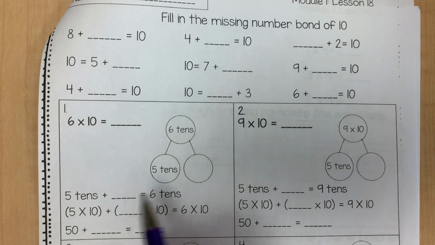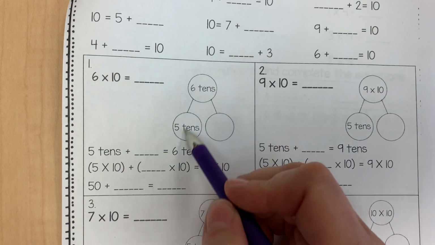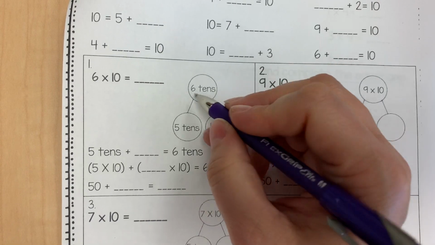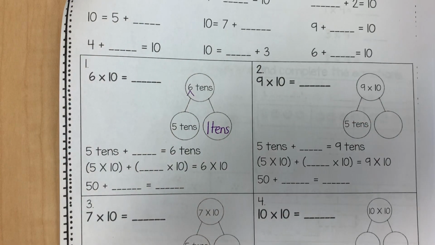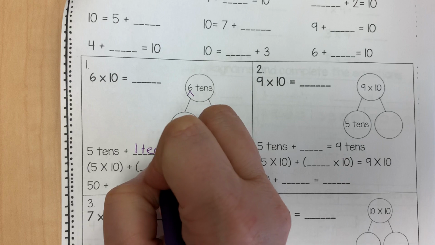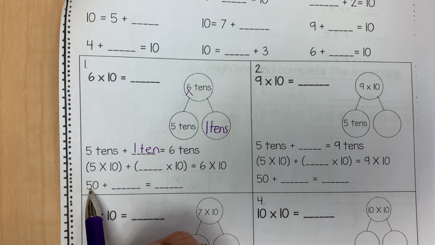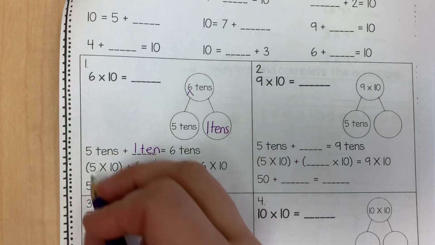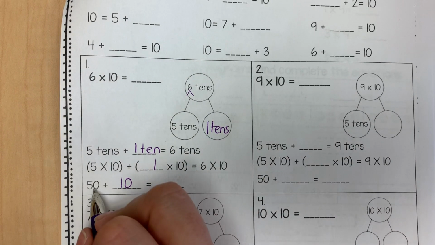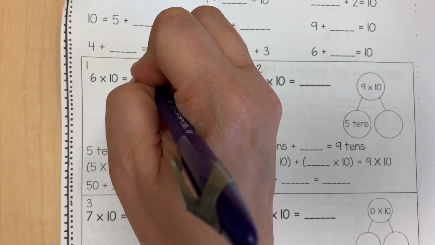All right. So for number 1, 6 times 10 equals what? If we have 6 10s and 5 10s, we have 1 10 left over, because we're breaking that 6 into a group of 5 and a group of 1. So 5 10s plus 1 10 equals 6 10s. 5 times 10 is 50. 1 times 10 is 10, because one group of 10 is 10, equals 6 times 10. So 50 plus 10 equals 60. So 6 times 10 is 60.